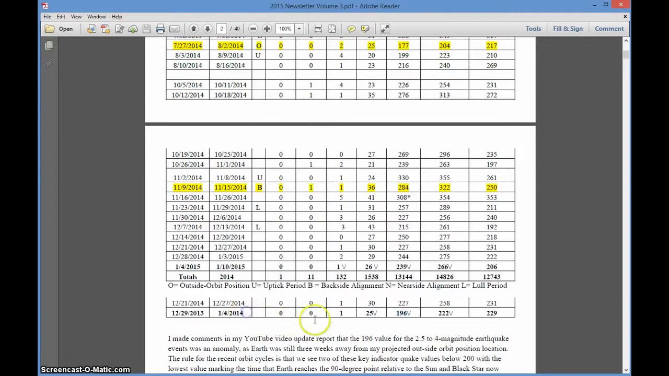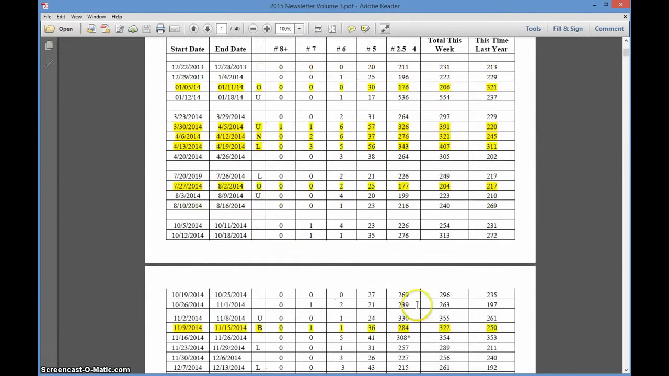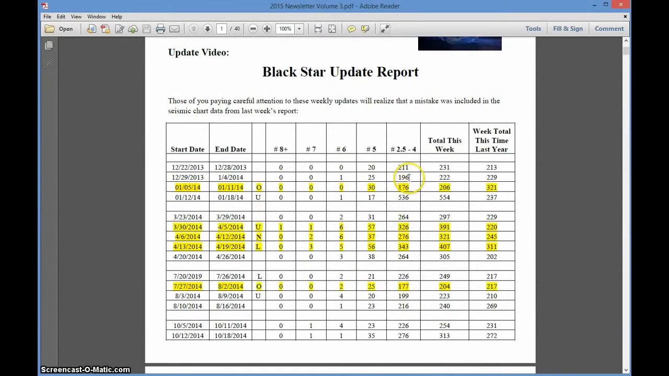Last week, the low value was 176 for the following week. You can see it up here. This 196 here went down to 176. But these two 100 values, they only appeared at outside orbit position. You see them right here. The outside orbit position, whenever the Earth makes the right triangle to the black star, you see these two values below 200? That's what you were supposed to see.